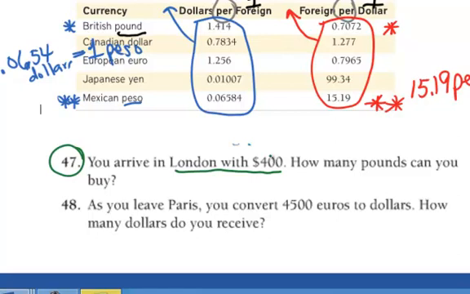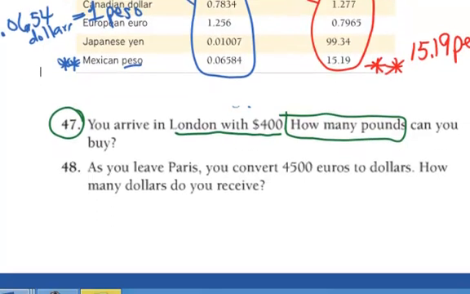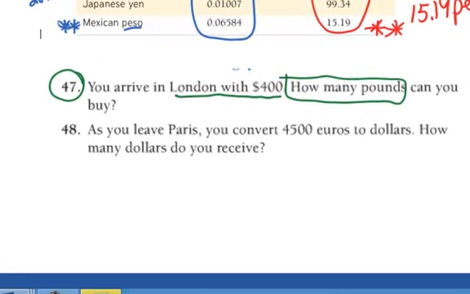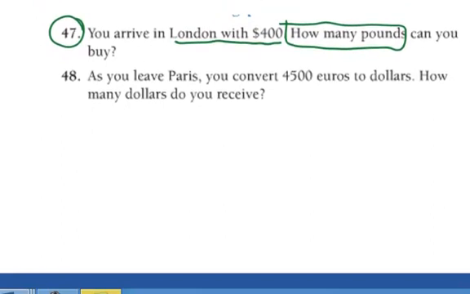Even though I arrived in London, I've got $400 to start with, and the key phrase they're asking for is how many pounds can you buy? Now, that, again, it's not talking about weight. A lot of people who are not used to anything but Cleveland County and a few places beyond there don't understand that necessarily. All right, I'm starting out in number 47 with $400.